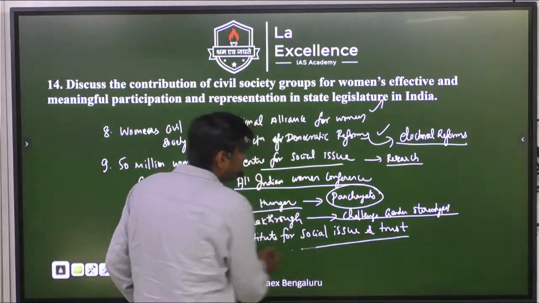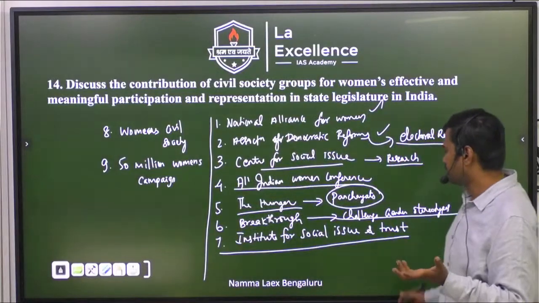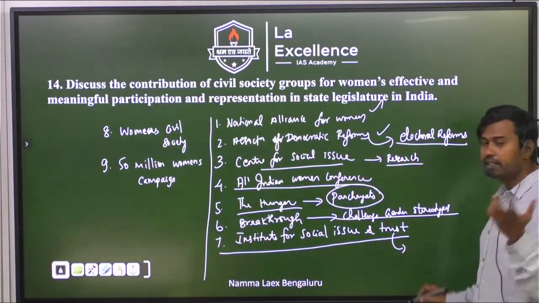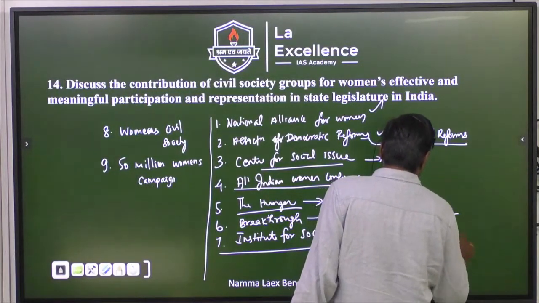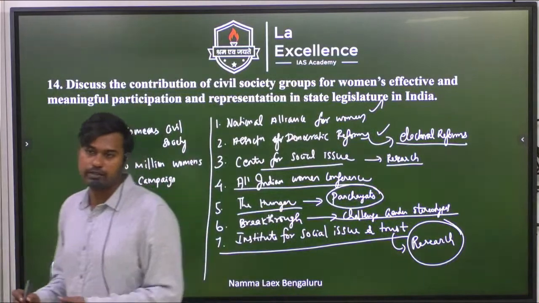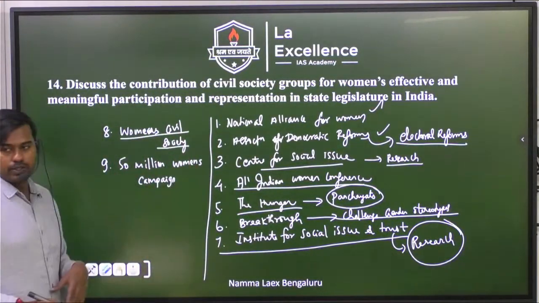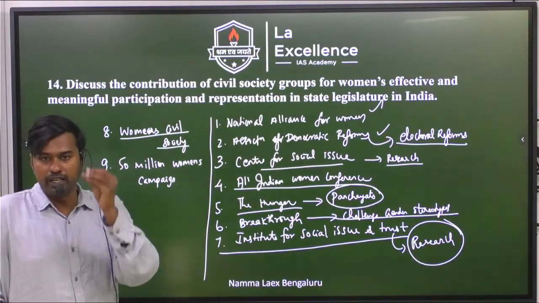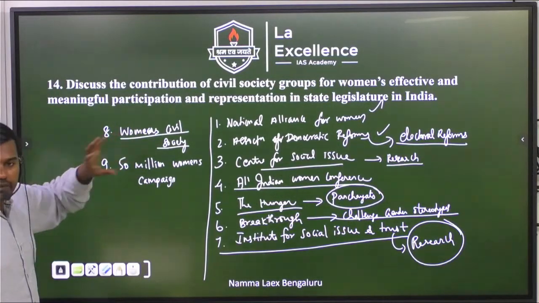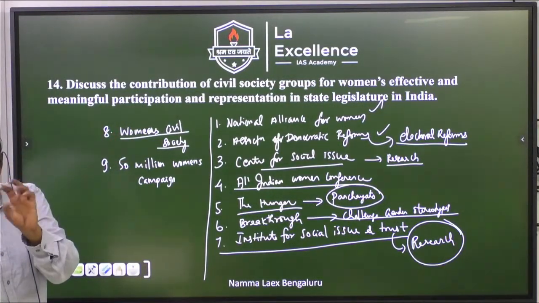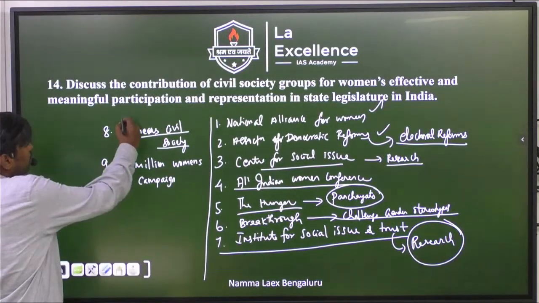And we also have Institute of Social Issue and Trust, which also fights for gender awareness. It will also provide training and conduct research related to women's participation in politics. Is it clear? And we have Women's Civil Society. This is also for gender empowerment. What they will do is track the representation of women in politics. How much percentage are represented in politics is dealt with by this group.